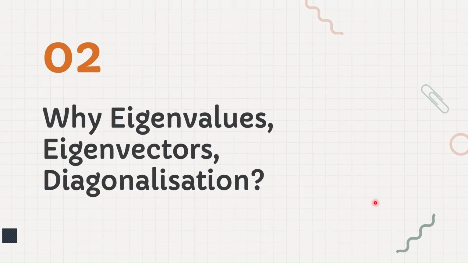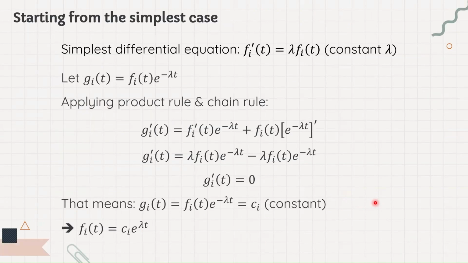Why are eigenvalues, eigenvectors, and diagonalization related? Previously, we saw that the derivative is equal to a constant times f1 plus a constant times f2. But really, the simplest case is where the derivative is equal to a constant times only a function f(t). So we let g(t) be another function that is f(t) times e to the power of minus lambda t. Then we can apply the product rule and the chain rule when differentiating this function. When the derivative is 0, that means the function is a constant. So f(t) times e to the power of minus lambda t is a constant.